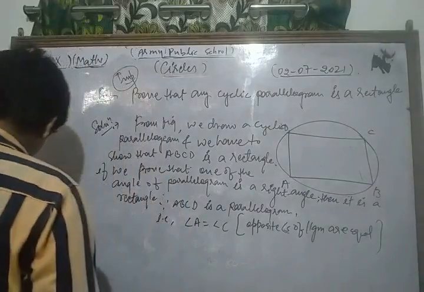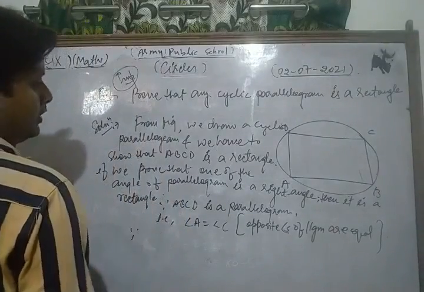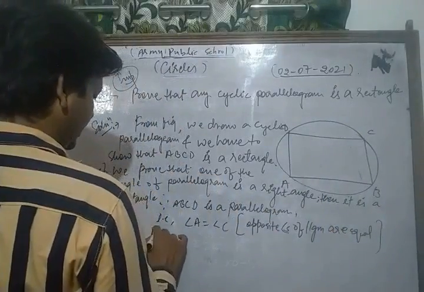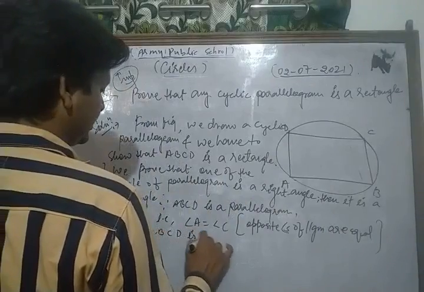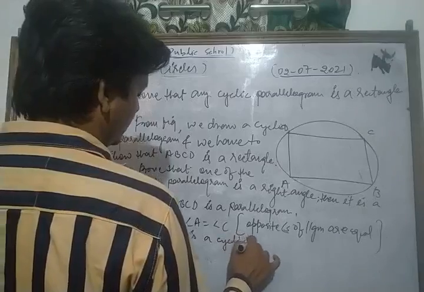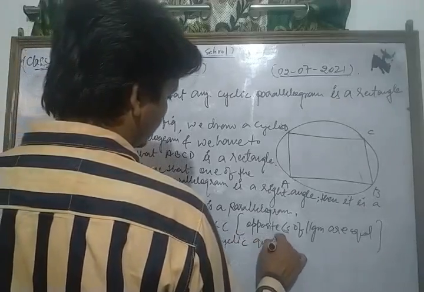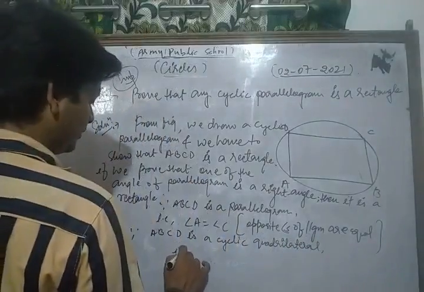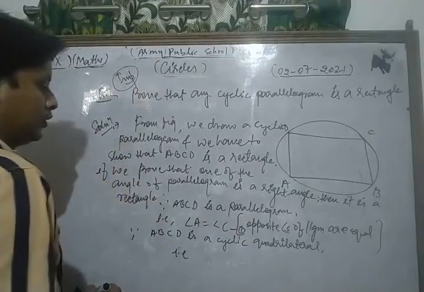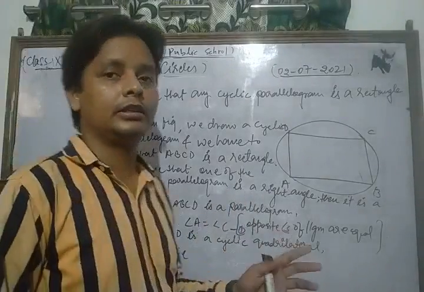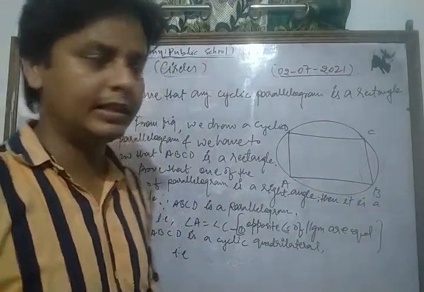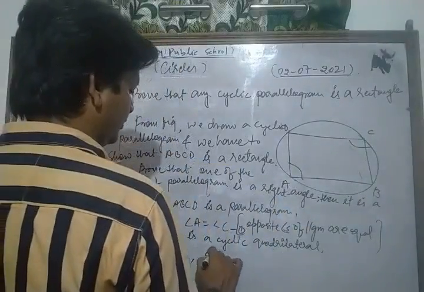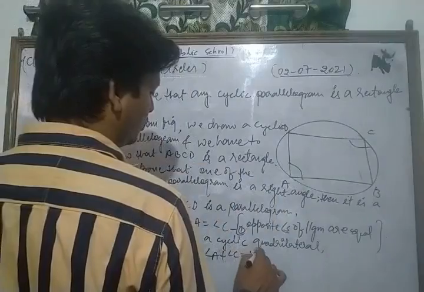Now since ABCD is a cyclic quadrilateral, we take this as equation number 1. So if ABCD is a cyclic quadrilateral, then the sum of opposite angles is 180 degrees. So angle A plus angle C is equal to 180 degrees.